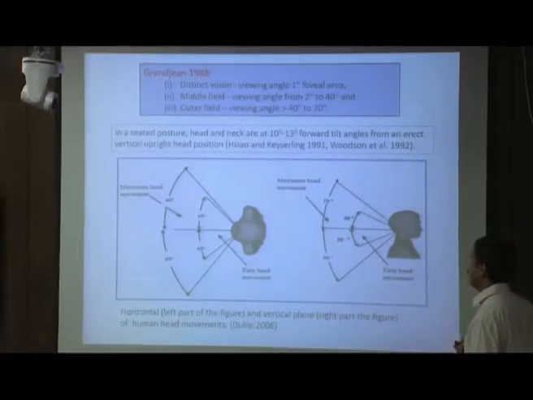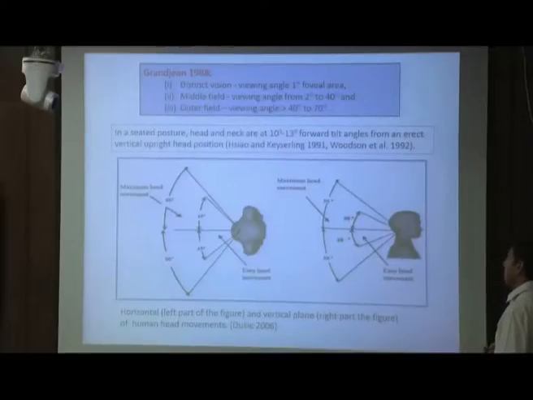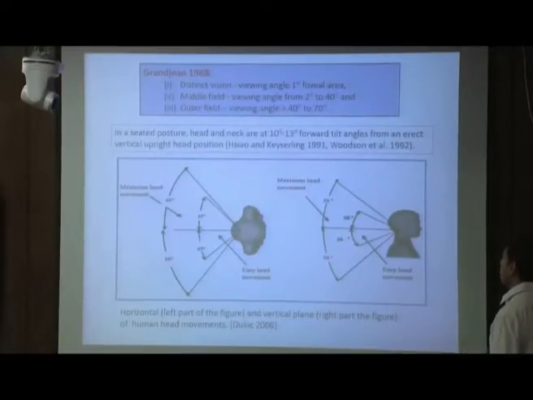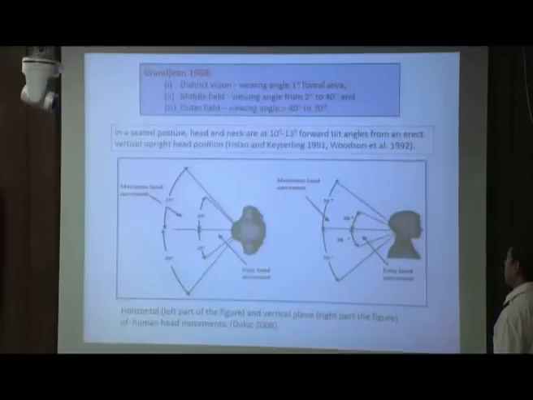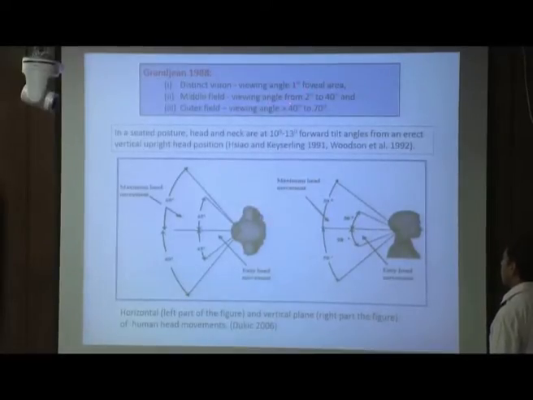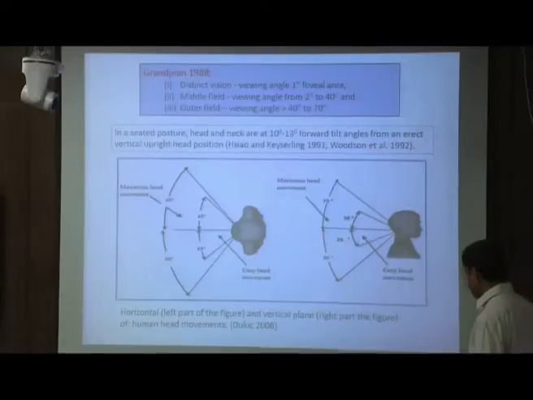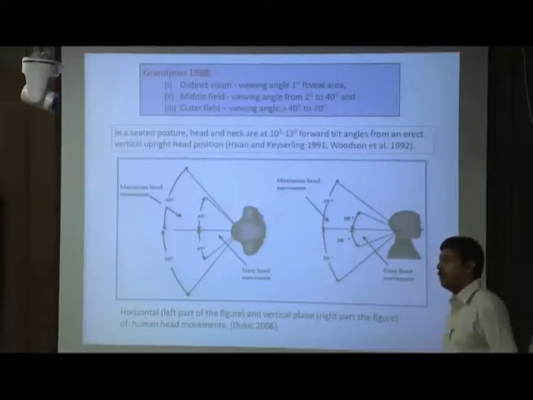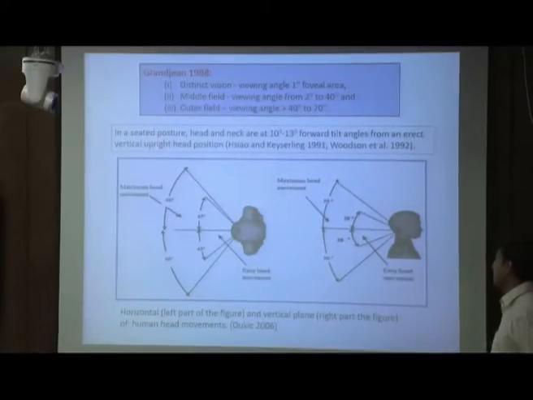Now Grandkien 1988 mentions distinct vision: viewing angle 1 degree is the foveal area, middle field viewing angle is 2 to 40 degree, and outer field viewing angle is 40 to 70 degree. So he mentioned if we put something around our line of sight within the 1 degree viewing zone, whatever visuals are there, we can visualize very clearly.